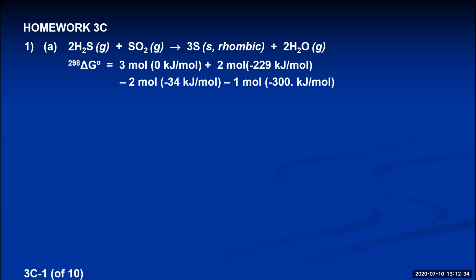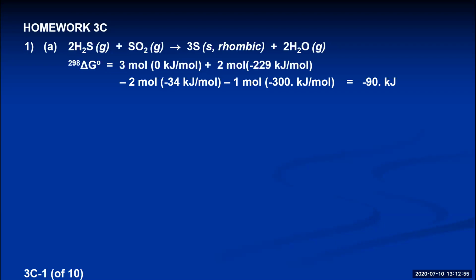To the reactant side, minus 2 moles of H2S multiplied by its standard free energy of formation, which is negative 34 kilojoules per mole, minus 1 mole of SO2 multiplied by its standard free energy of formation, which is negative 300 kilojoules per mole. The moles cancel out in each of the terms. Answer comes out negative 90 kilojoules.